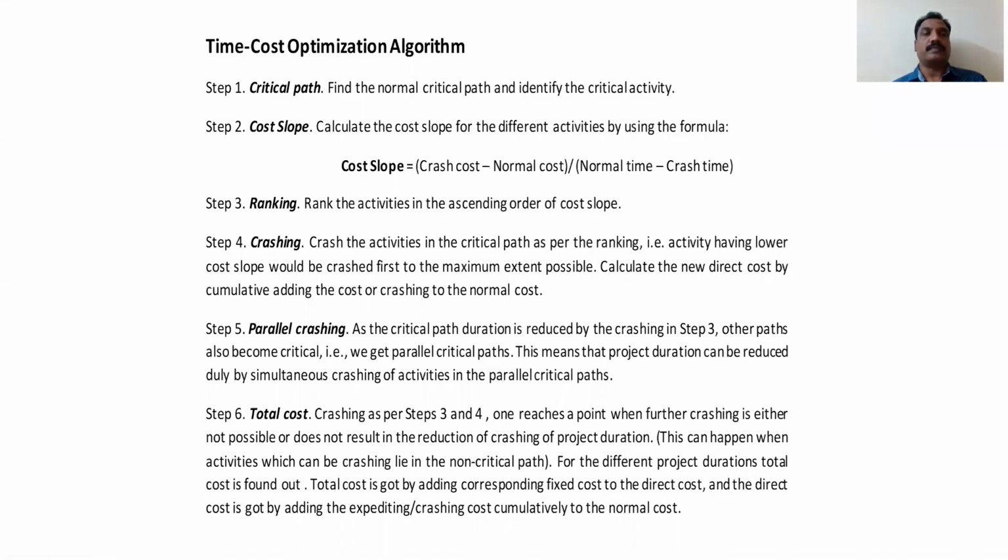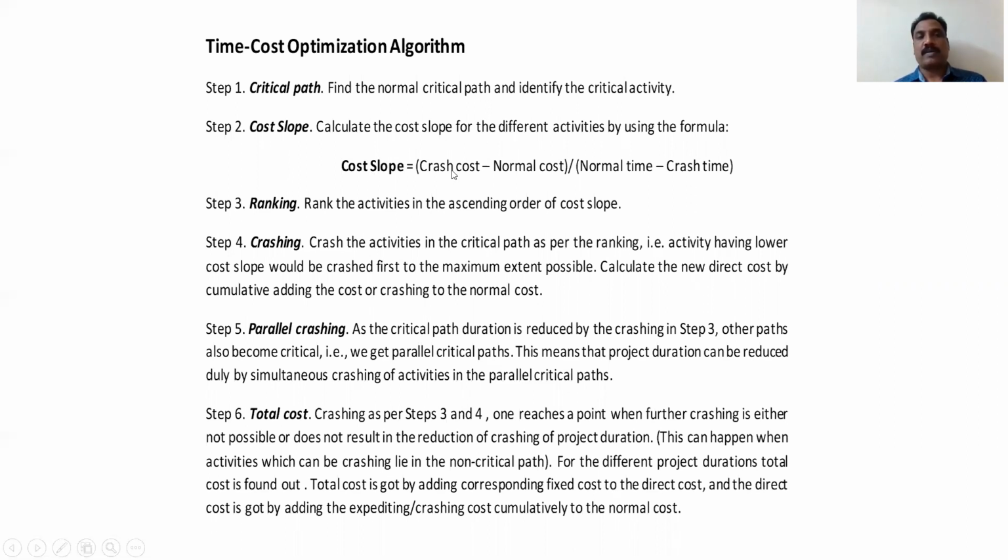Now, the topic is time cost optimization. That is nothing but a project crashing time cost optimization algorithm. First step, what you have to do, find the normal critical path and identify the critical activities. Just to identify the critical activities, then you find the cost slopes.